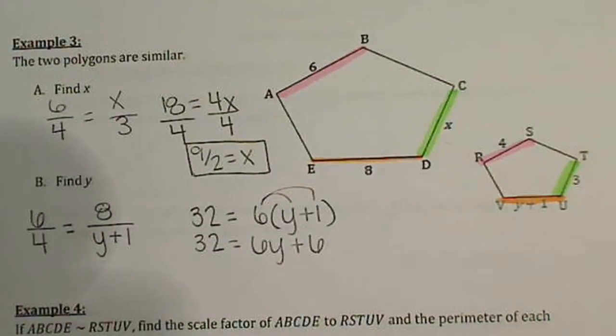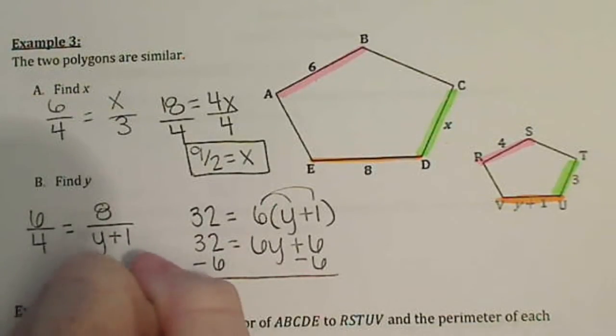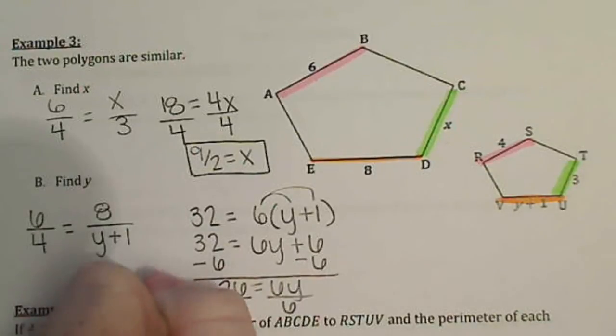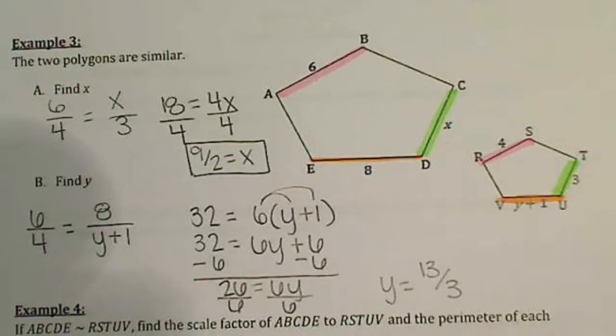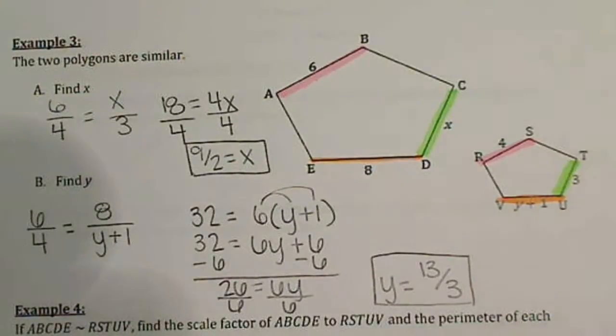And let's solve for y. Minus 6. Divide by 6. And you can go ahead and leave it improper like the other one. y is 13/3. So that is the most accurate answer.